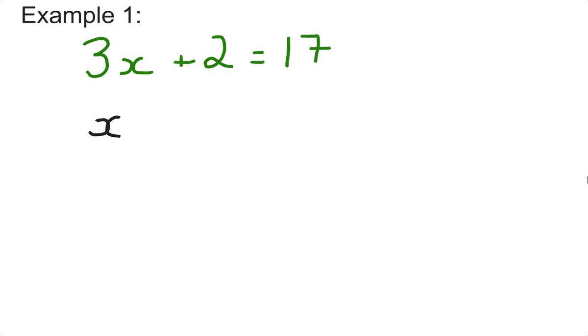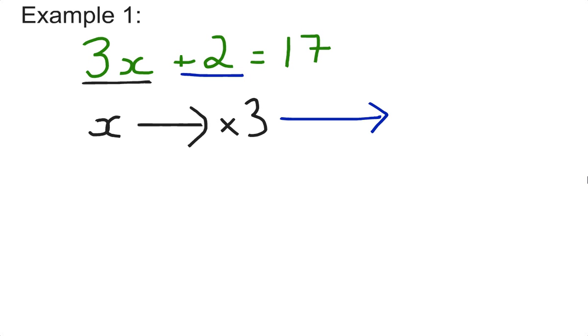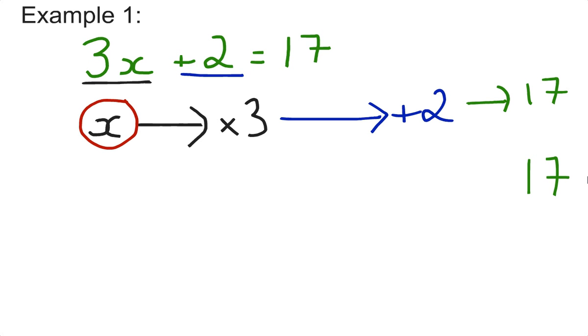If I start with the letter x, the first thing that I'm going to do to that letter x is this bit here, which is the same as times by 3. Then, once we've times by 3, we add on the 4, and that gives us our answer, which is 17. However, we need to work out a value for x that makes that. So working backwards should give us our answer.